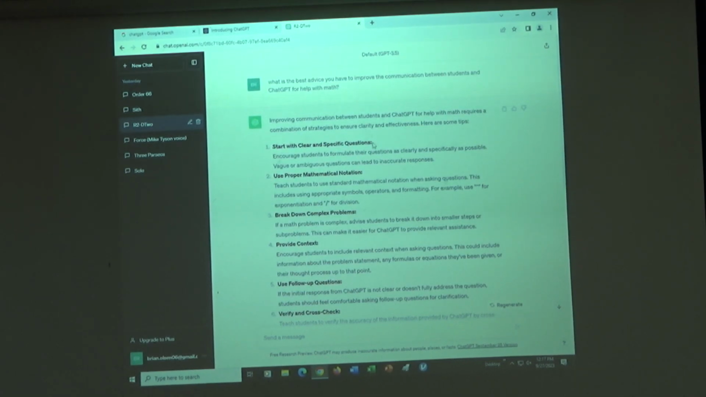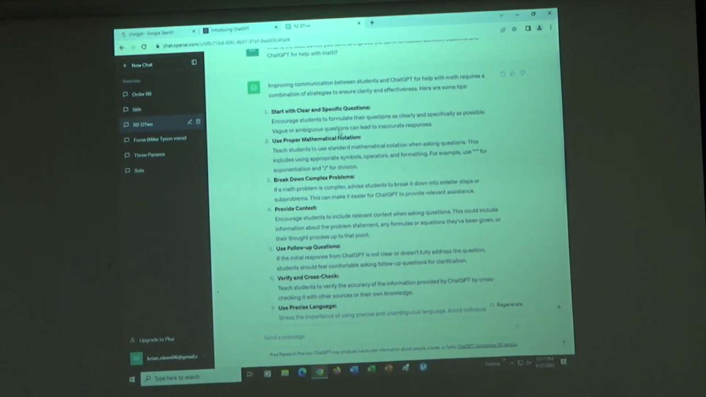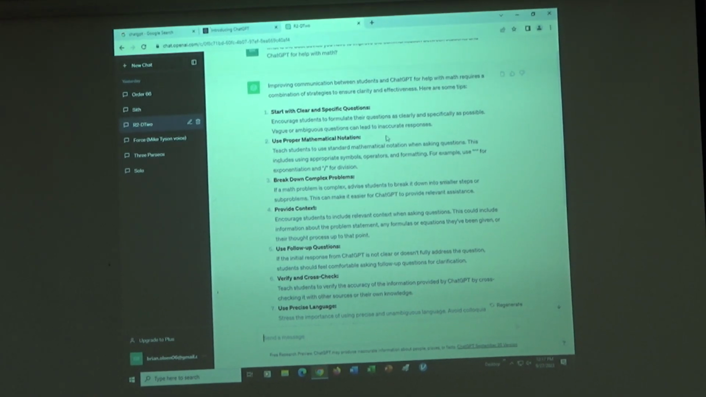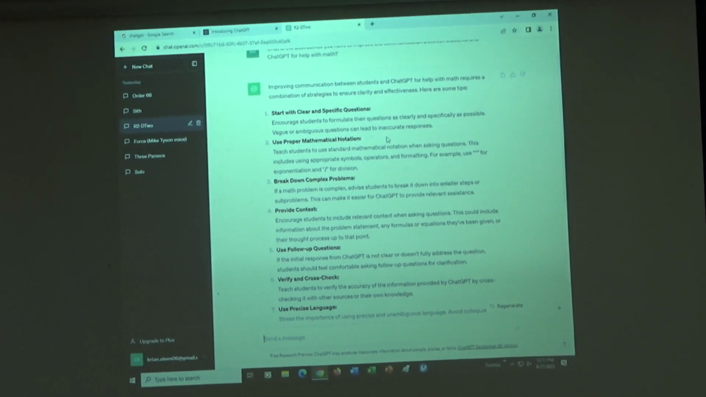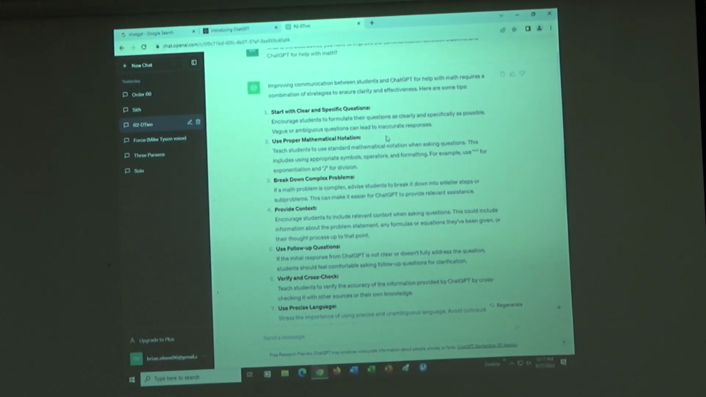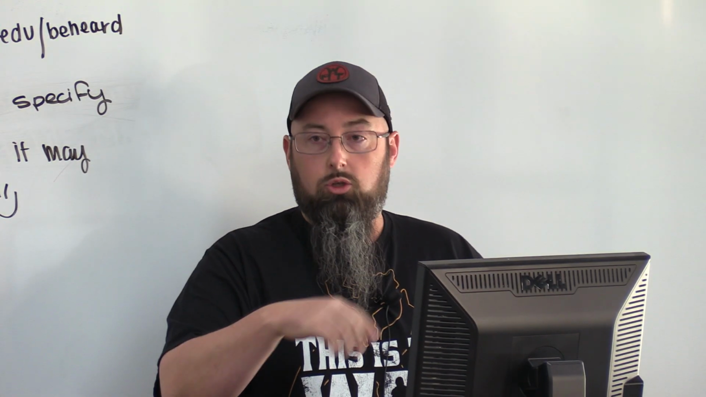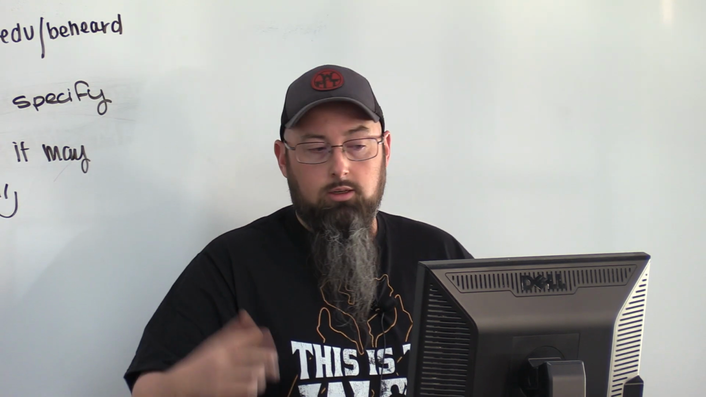So I kind of asked it, what are the best ways to communicate with ChatGPT as a student to get the best answers? And it provides all of the information right here. Like I said, start with a very specific question, specific output for what you want. Mathematical notation, we'll get into that on the next slide. Chuck kind of covered some of that with the calculators last time with the caret symbol for your power, typing SQRT for the square root. Desmos is the same way. If you want the square root, you type in SQRT.